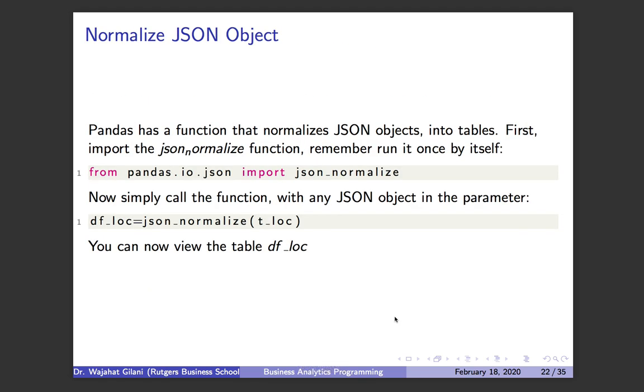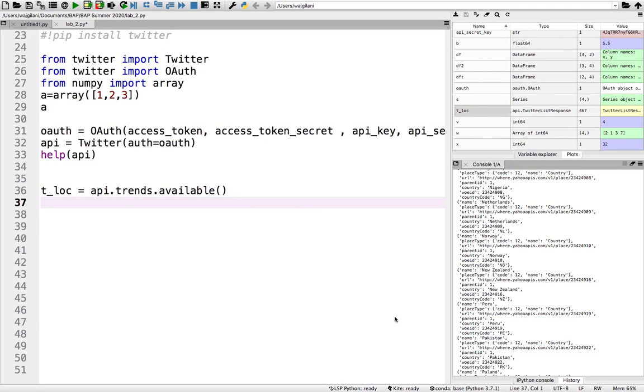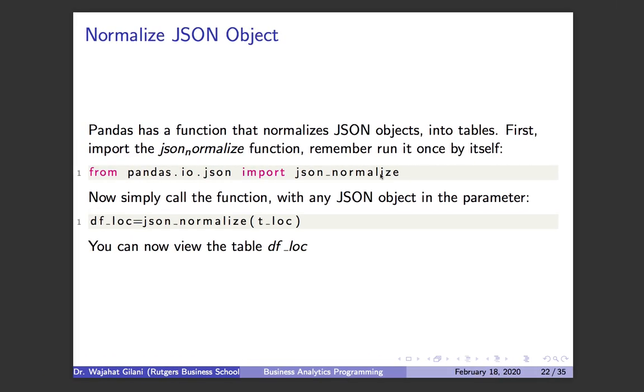Now, oh, I got a typo here. Sorry. So how do we use it? Well, we want to normalize a JSON object into a what? A table. How do we do it? Very, very easy. So easy in Python. I showed some C++ programmers this. Their jaws were like, what? I was like, yeah. Right?